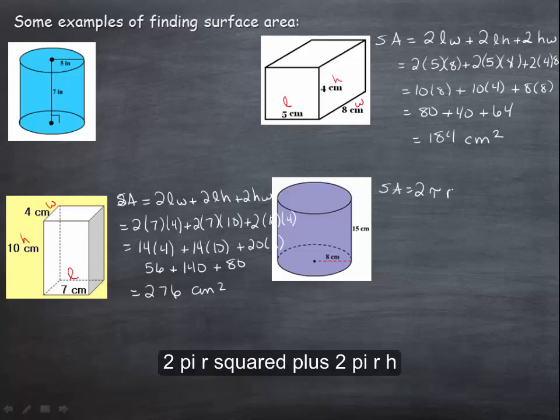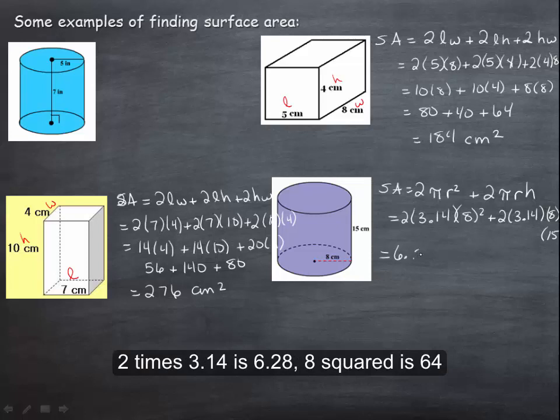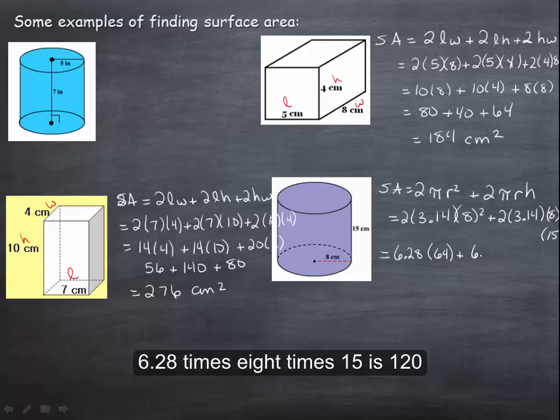Two pi r squared plus 2 pi r h. 2 times 3.14. My radius is 8. Plus 2 times 3.14 times 8 times 15. 2 times 3.14 is 6.28. 8 squared is 64. And I have 6.28 times 8 times 15 is 120.